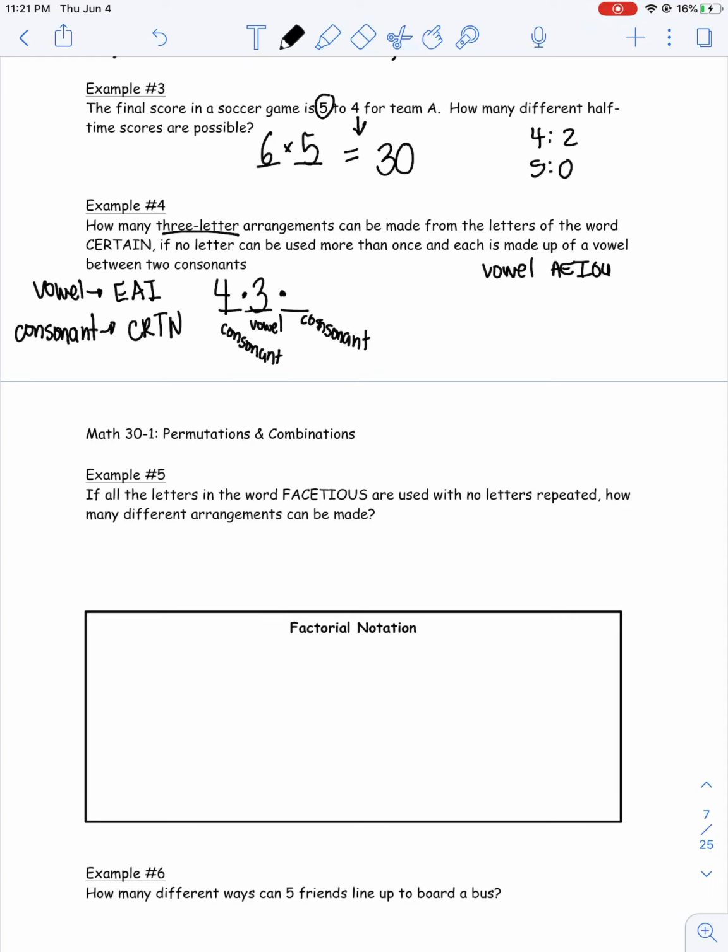And then when we're rearranging letters, once you use a letter, you can't reuse it. So once I place a consonant in the first spot, I have 1 less consonant for the last spot. So that means there are 3 choices for that last consonant, which if you multiply gives you 36.